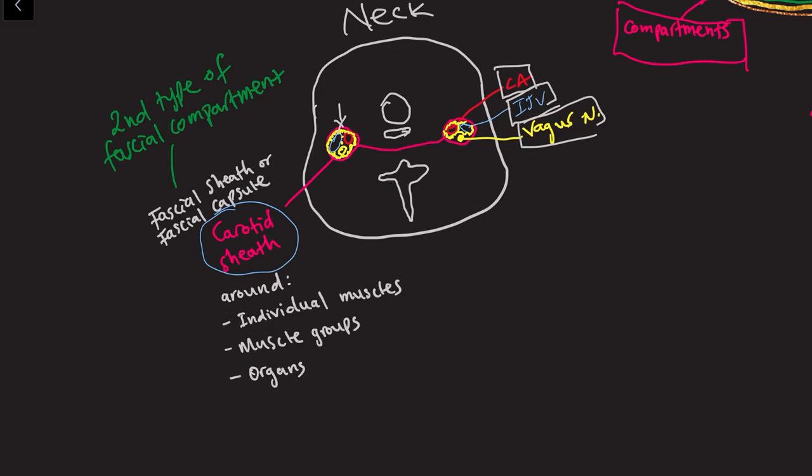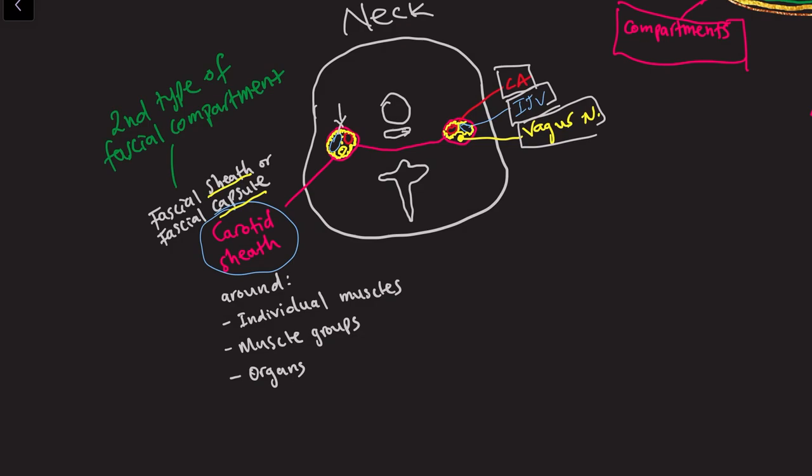So, the lamina of the proper fascia forms a capsule. That capsule is known as the fascial sheath. So, it's also known as a sheath or as a capsule. Fascial sheath or fascial capsule. The lamina of the proper fascia form capsules or sheaths.